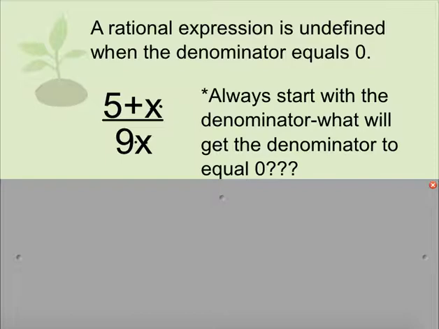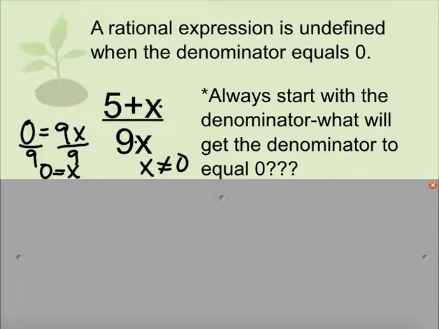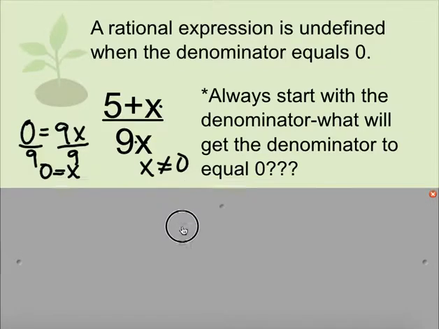Second step is we want to figure out what would make the denominator 0 so that we can exclude that value for our variable. And one way to do this is making that denominator equal to 0. So we would say 0 equals 9x and solve for x. So we divide by 9 and see that x would have to be 0 in order to make the denominator 0. So since we don't want the expression to be undefined, x cannot be 0. Because if we plugged in 0, 9 times 0 is 0, and that would make the expression undefined.